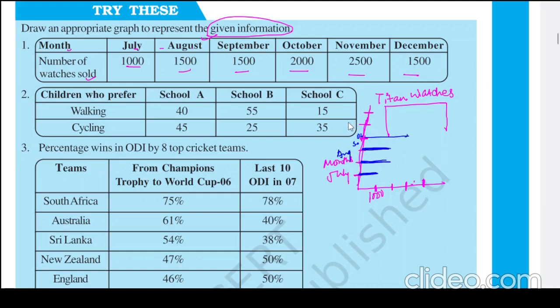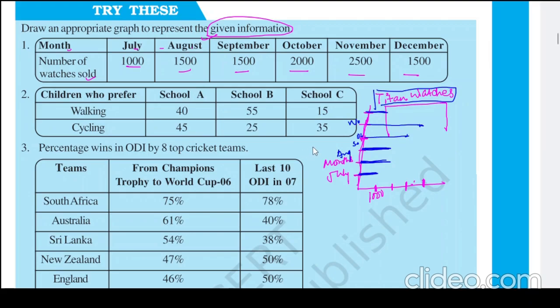In the month of November, they are selling 2500. So your graph will be here. In the month of December, they are selling again 1500. So your graph will be here. This way, you will show the number of watches sold by the Titan watch shop from July to December. This is one of the ways I have shown to you.